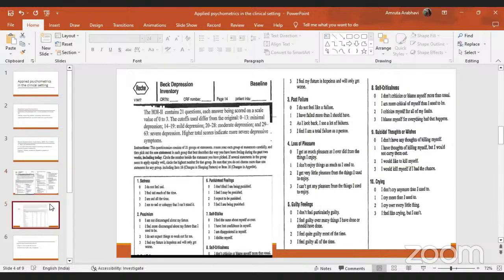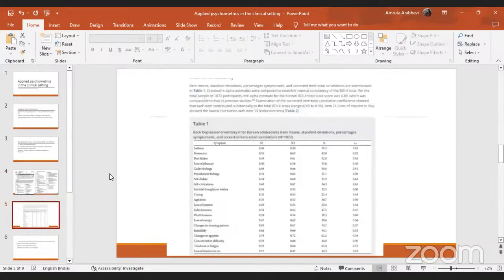The applied psychometrician's job is here. Previously we have studied the reliability and validity of the BDI on Korean adolescents. Here is the mean, standard deviation, percentage, and inter-item correlation of the scale. As we can see, the mean score for changes in sleeping pattern is high, and also for changes in appetite.